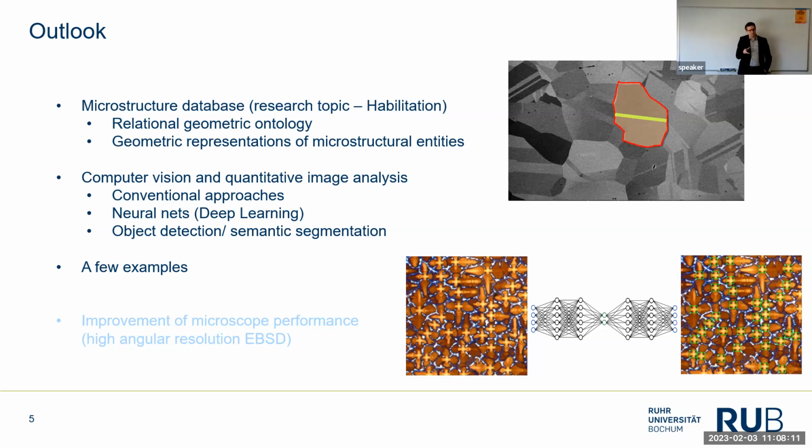Microstructure informatics can also be used to improve the performance of microscopes, for example, in orientation imaging. I've done a lot of work on this. Actually, I didn't want to cover this too much, but I was told that people might be interested in this, so I included it. I hope that the talk will not be too long because of this.